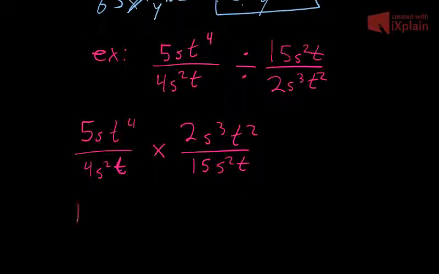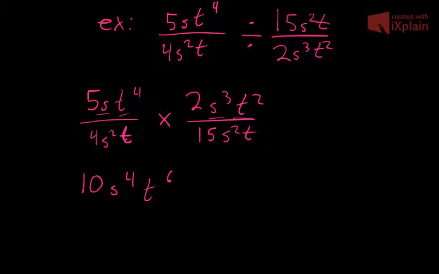Multiplying across the top, I get 10 s to the 4 t to the 6. s and s cubed is s to the 4, t to the 4 times t squared is t to the 6. And on the bottom, 4 times 15 is 60. s squared times s squared is s to the 4. And t times t is t squared.